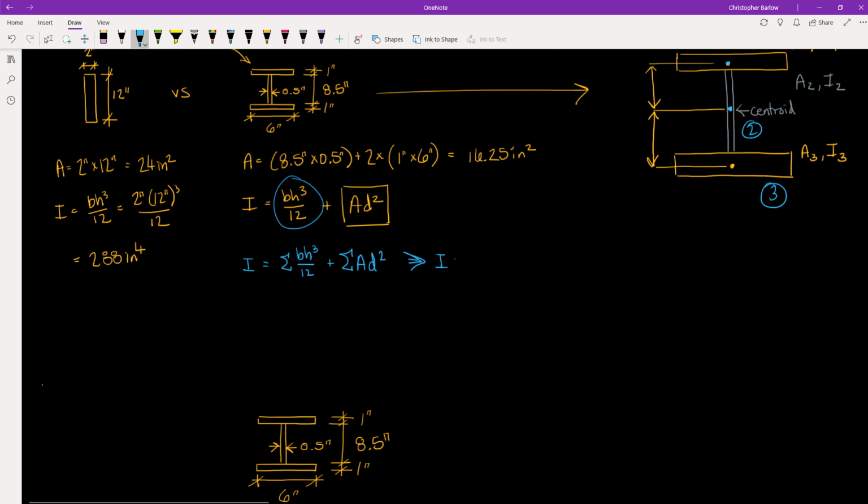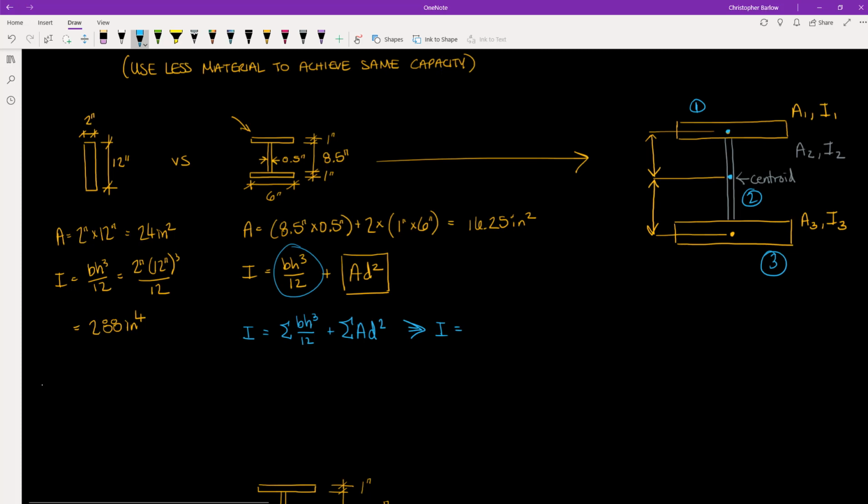Here we will start with our first rectangular section, which has a width of 6 inches times a height of 1 inch cubed over 12. Its area is 6 inches times 1 inch, and its distance from its centroid to the centroid of the total section is going to be 4.75 inches, squared.